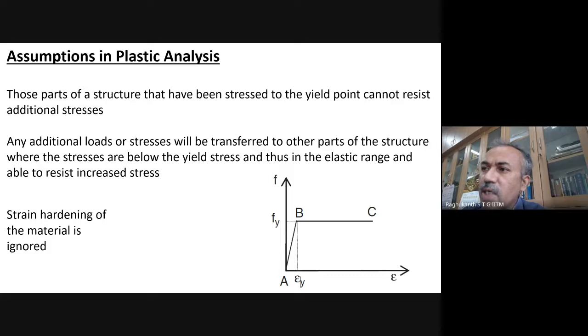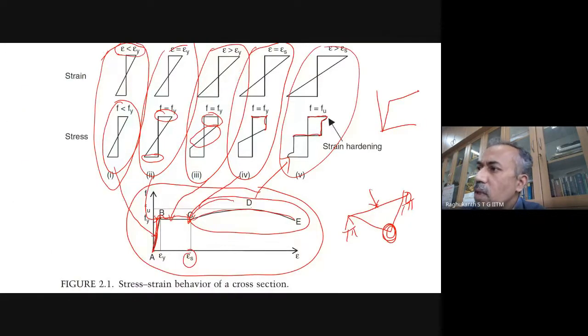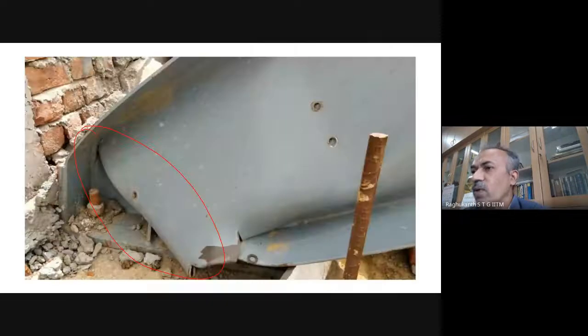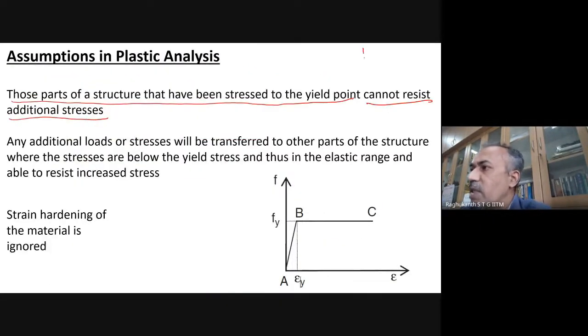So the main assumption of plastic analysis is that the parts of a structure that have been stressed to the yield point cannot resist the additional stresses. This is the first most important assumption. So for example here, say the stress distribution is like this. Okay, let me draw here itself. So if I see the cross section, this portion of the beam has become plastified actually. So our assumption is, once this portion has reached yield strength, it will not carry any load itself. The additional load will be resisted by the elastic region itself.